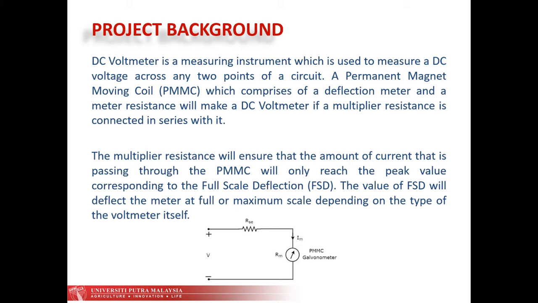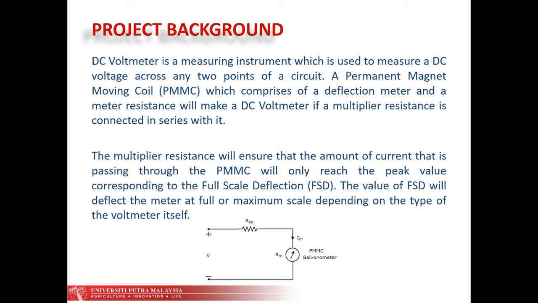So before we go through the DC analog voltmeter, let me show you the project background of our mini project. The DC voltmeter is a measuring instrument which is used to measure a DC voltage across any 2 points of a circuit. A permanent magnet moving coil, PMMC, which comprises of a deflection meter and a meter resistance, will make a DC voltmeter if a multiplier resistance is connected in series with it.